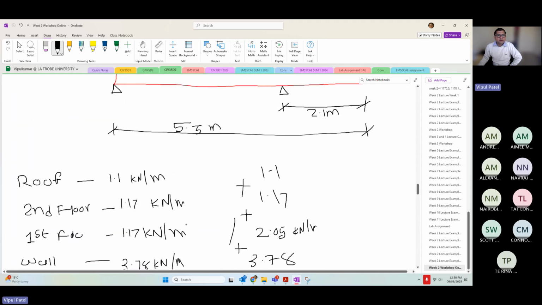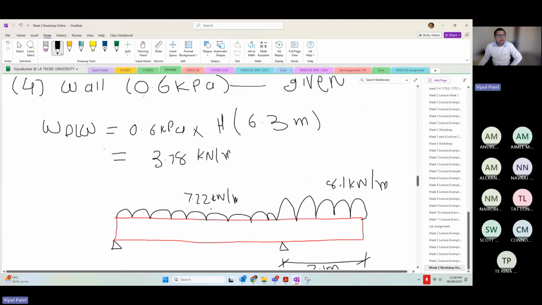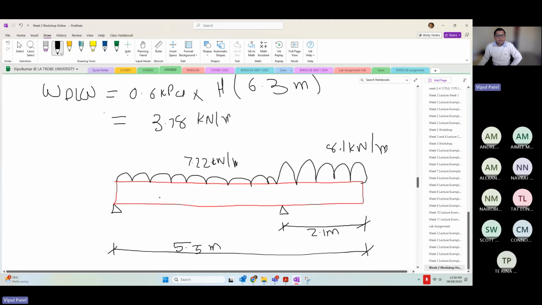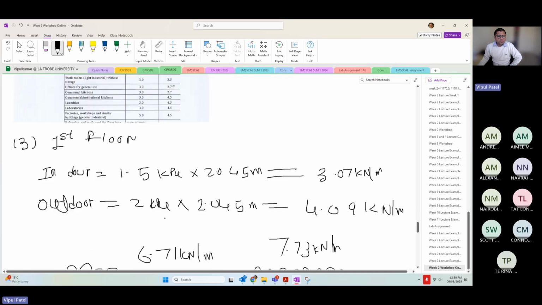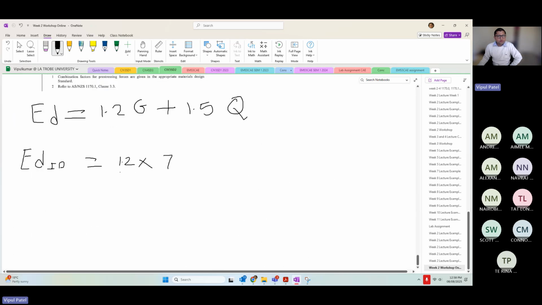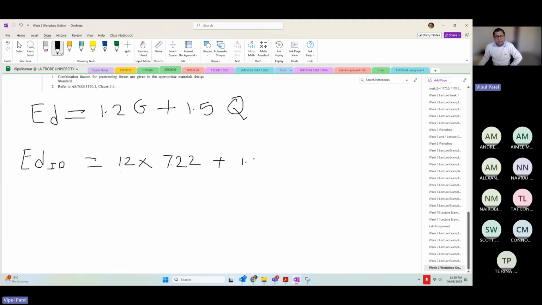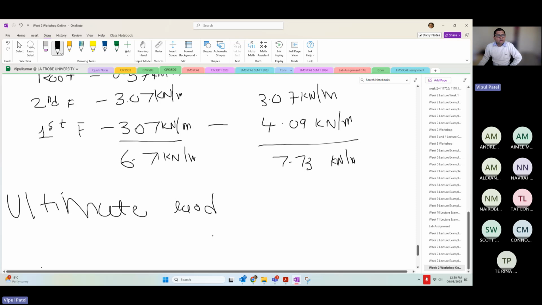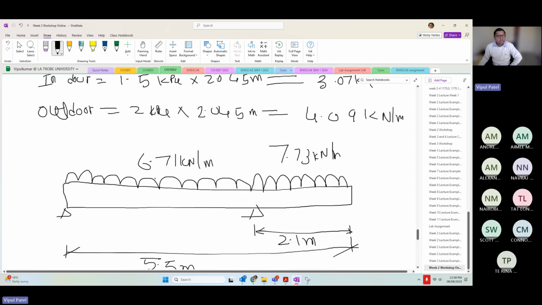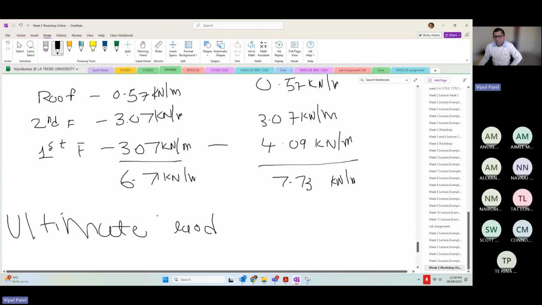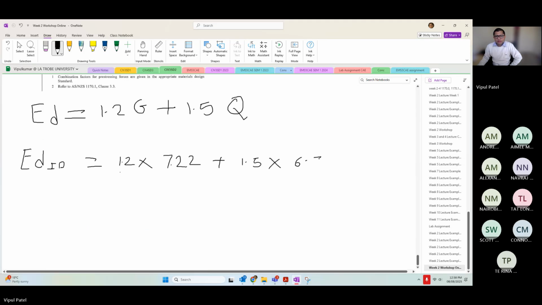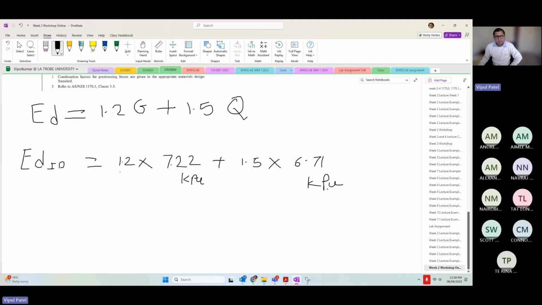So 1.2 and your G dead load. Let's go check. We have figures, I think. This is dead load. All dead load here, so 7.22. So 1.2 times 7.22, right? Plus 1.5 times the live load. Indoor live load was here. I think this is the live load. We had 6.71. So 6.71. All kilopascals, kilonewton per meter square, by the way. So my indoor value would go to 18.73 kilopascals.